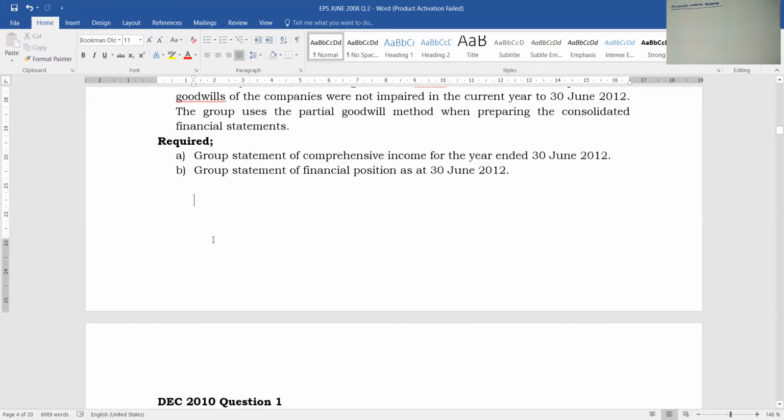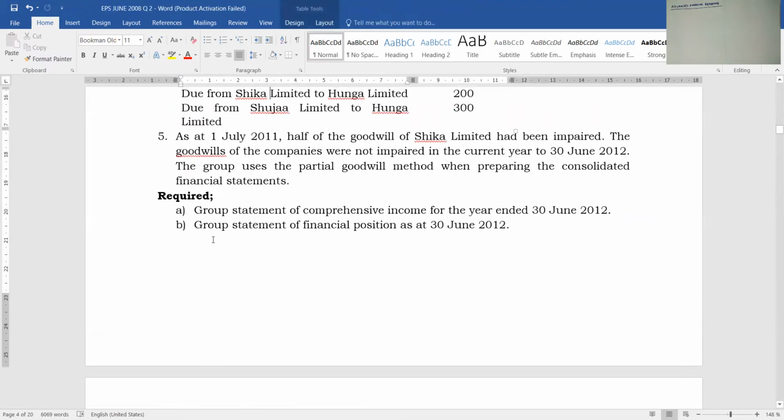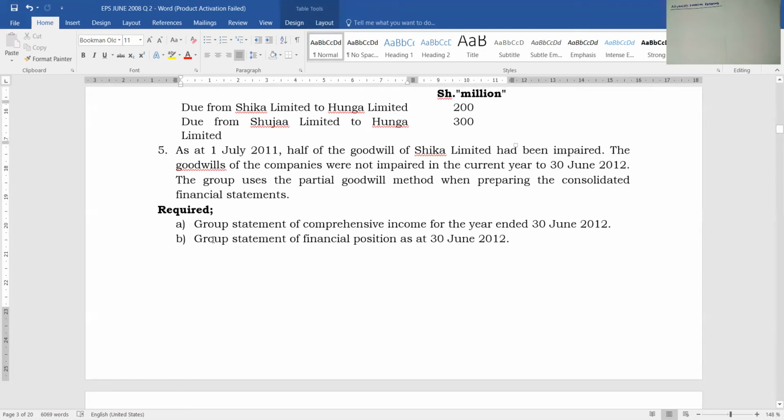Number 5, they are saying that as at 1st July 2011, half of the goodwill of Shika had been impaired. The goodwill of the companies was not impaired in the current year to 30 June 2012. So the group uses the partial goodwill method when preparing consolidated financial statements. So that's fine. We are told that when doing goodwill, we have to use the partial method. But again, you need to know that it's not a must that they must be specific on which method to use when computing goodwill.